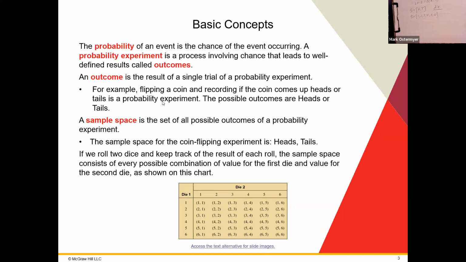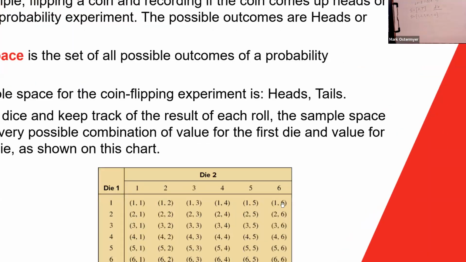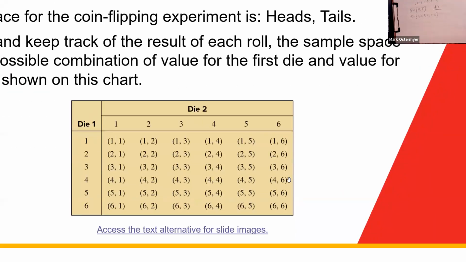Now, if we roll two dice, therefore, and keep track of the results of each roll, the sample space consists of every possible combination of the value for the first die and the value for the second die, as shown on this chart. Maybe we can blow this chart up so we can see it.